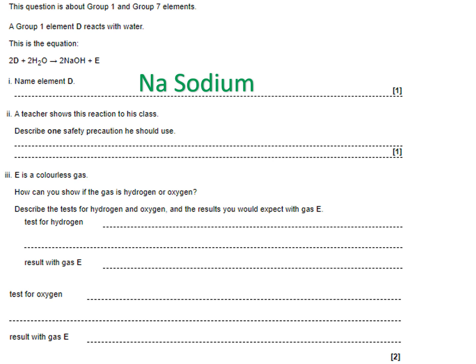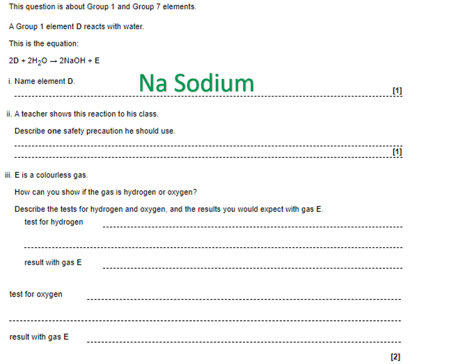A teacher shows this reaction in class, one safety precaution. You could put goggles, you could put the safety screen, whatever. We're not particularly bothered about that bit at the moment. Let's move on. E is a colourless gas. So again, E is not telling us the name of the element. It is telling us this is one we've got to guess again.